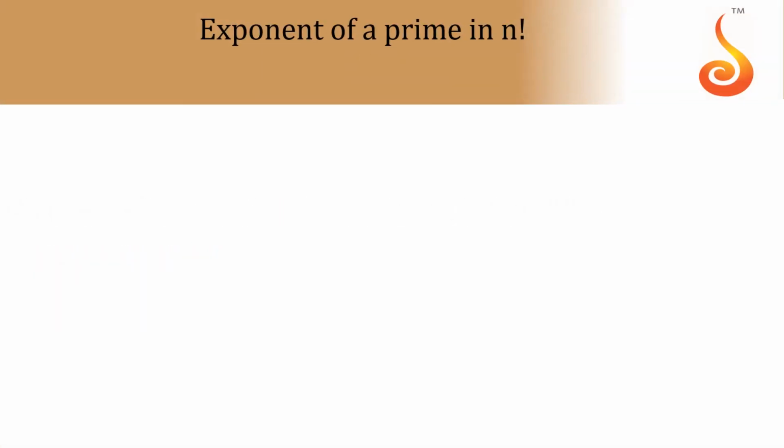So, exponent of a prime number in n factorial. Suppose let p be a prime. I want its exponent. So exponent means in this n factorial. You know n factorial means what? 1 into 2 into up to n. In that, what will be the p power you will have? So what is the exponent of p in the value of n factorial you can get?